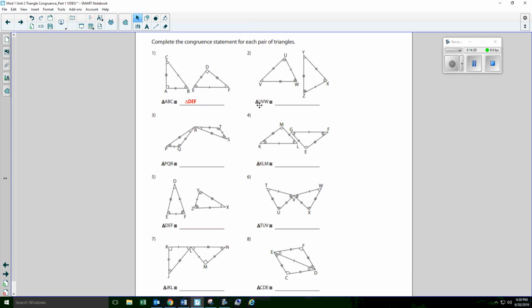So what's the order here? UVW. They went 2, 1, 3. So I must go 2, 1, 3. X, Y, Z. All capital letters or you're wrong. No lowercase. All right, here they went PQR. 3, 2, 1. So I have to go 3, 2, 1. STR.